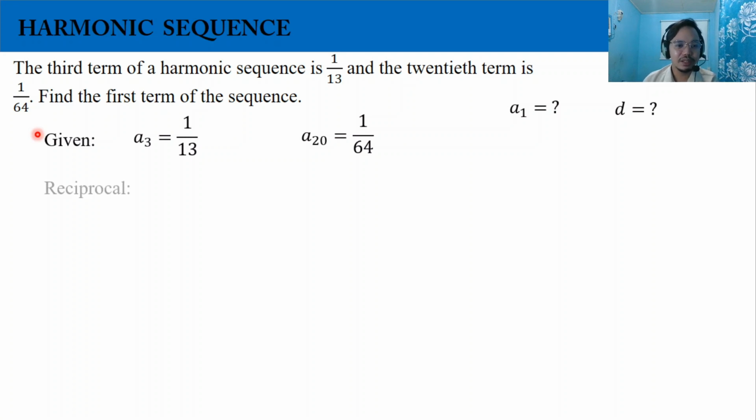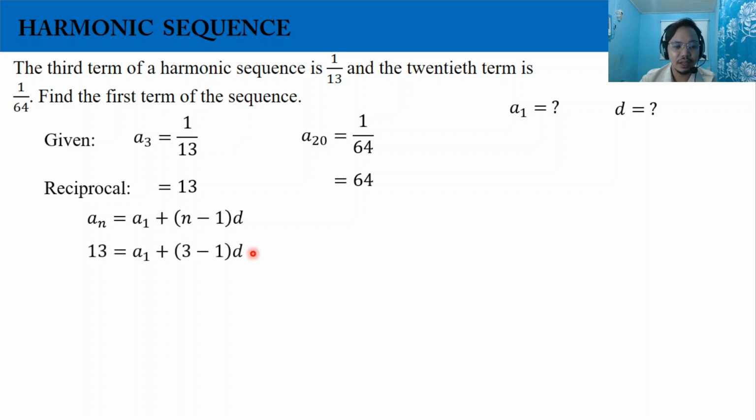So what we can do here is to get the reciprocal first of the third term and the 20th term. So 1 over 13 is 13. And 1 over 64 is 64. Then we're going to use the formula for the arithmetic sequence. So by substitution, you will see. We have 13 equals the first term, that is unknown, plus 3 minus 1. Why 3 minus 1? n is equal to 3 because this is the third term, the term position. And the value of the third term is 13. That's why we have 13 here. So again, we have 13 equals a sub 1 plus quantity 3 minus 1 times d. d is also unknown. So we have two variables to find.